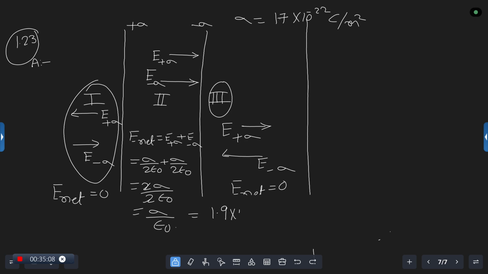1.9 into 10 power minus 10 Newton per Coulomb. Correct answer, approximately 2.